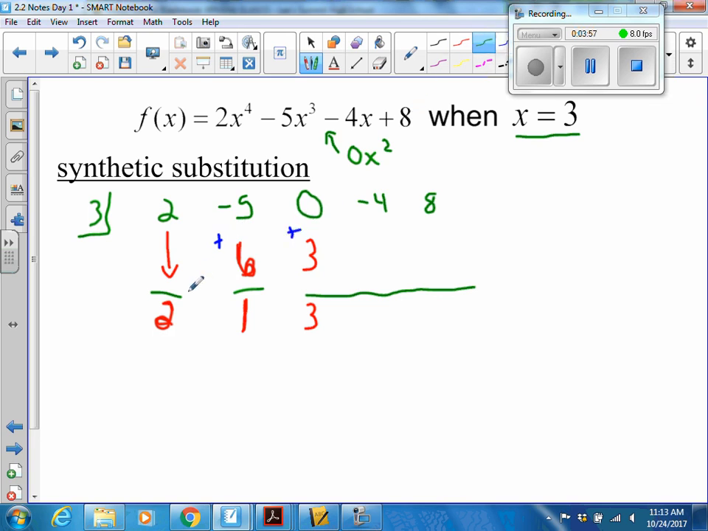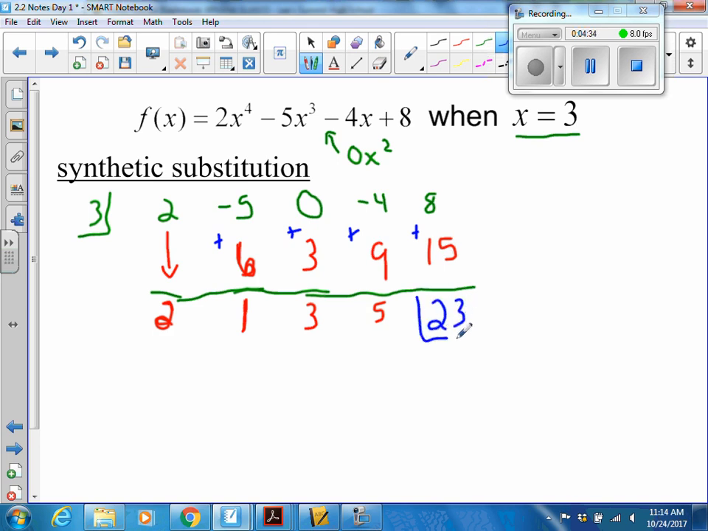There we go. Now we do the exact same thing again. We take our 3 and multiply by 3 here. So we should get 9, and we place it right here. Now once again, we add our numbers. So we do negative 4 plus 9, which should give us 5. And then we do 3 times our 5, and we should get 15. And then once again, we add our numbers. So we do 8 plus 15, which should give us 23.